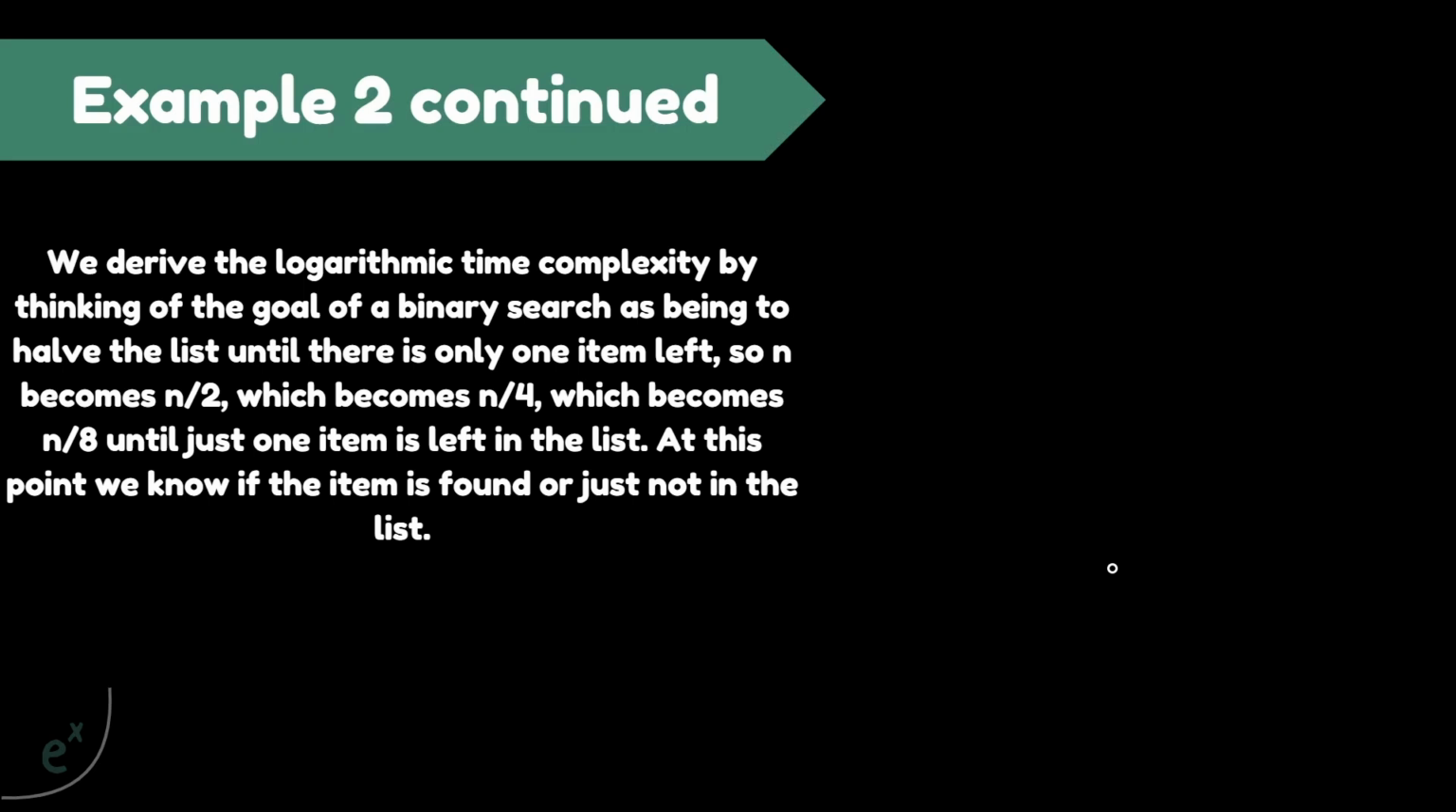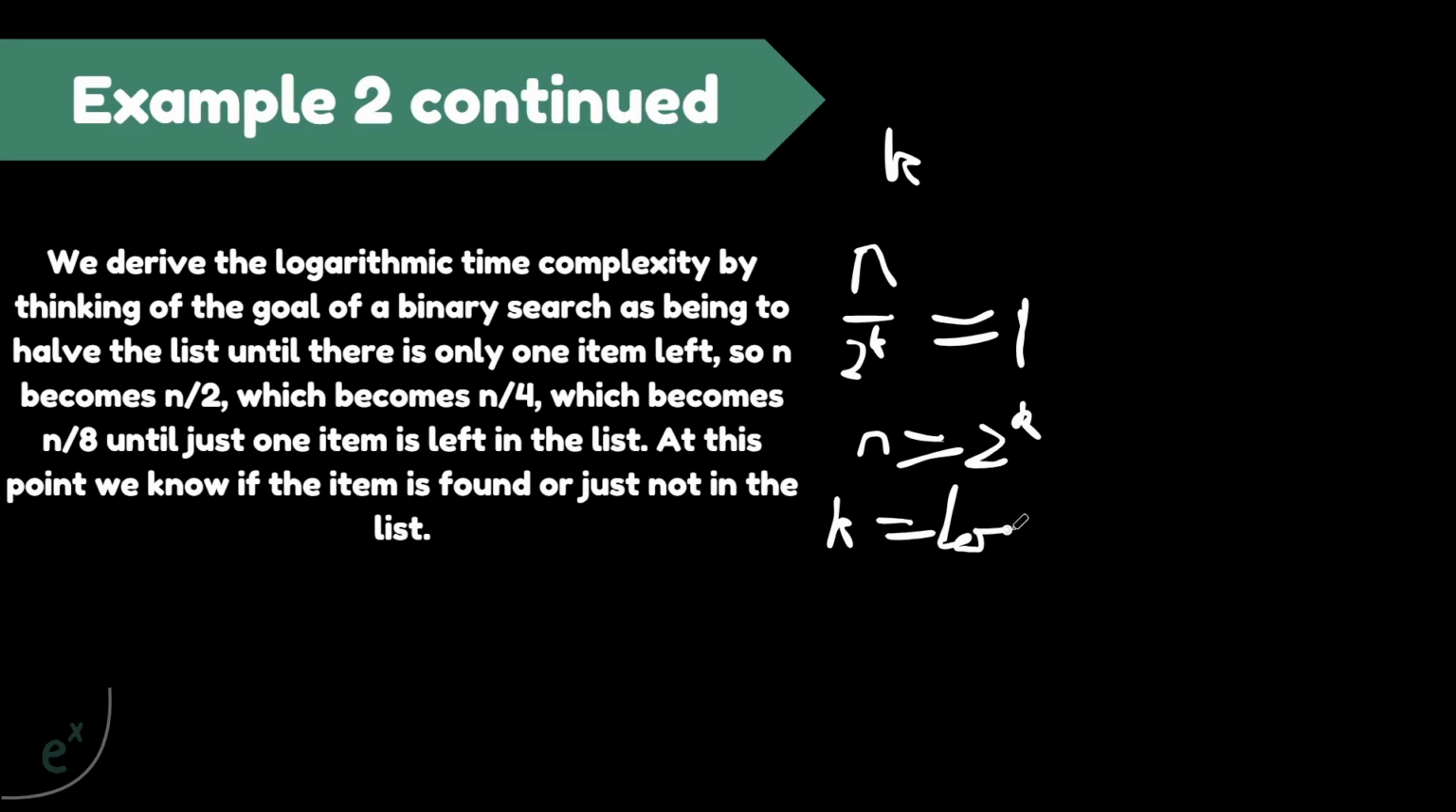So if we call the number of halvings to get down to only one item being left in the list k, then we can say that n over 2 to the k equals 1. Multiplying both sides by 2 to the k, we get n equals 2 to the k. Now taking log base 2 of both sides, we get k equals log 2 of n, which is our time complexity for the binary search.